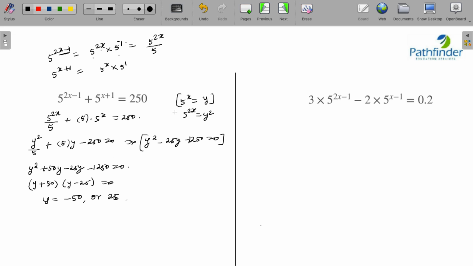But we replaced 5 to the power x as y. So 5 to the power x is equal to minus 50. This is not possible. When you have a positive number to the power of another number, you can never get a negative number. But if you have 5 to the power x is equal to 25, then you will get the value of x as 2. This is how you can solve the equation.